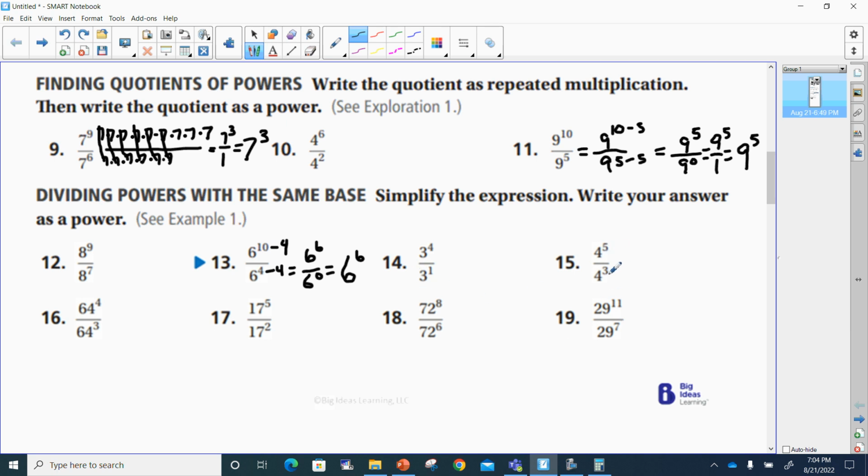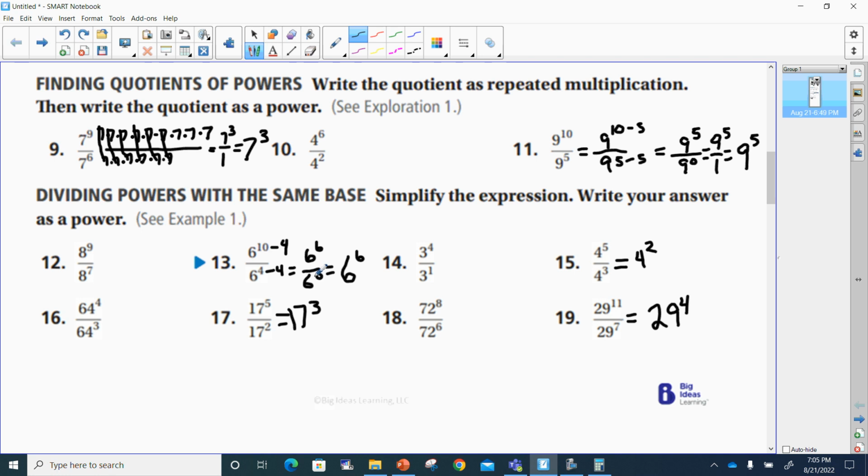Again, I know this is going to be 5 minus 3, since 5 is a bigger number. This will equal 4 to the 2nd power. Does everyone see that? Since 3 is smaller, 5 minus 3 will be 4 to the 2 power. All right, number 17. Again, the smaller number is on the bottom, so this is going to be 5 minus 2, so this would be 7 to the 3 power. Excuse me, 17. Number 19, once again, bigger numbers on top. 11 minus 7 will be 4, so this is going to be equal to 29 to the 4th power.